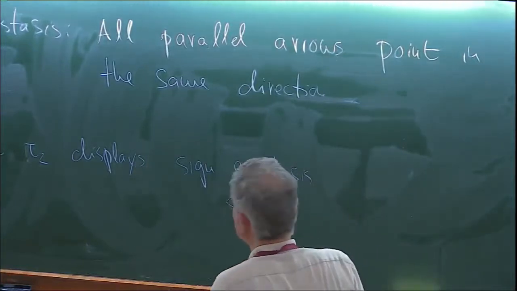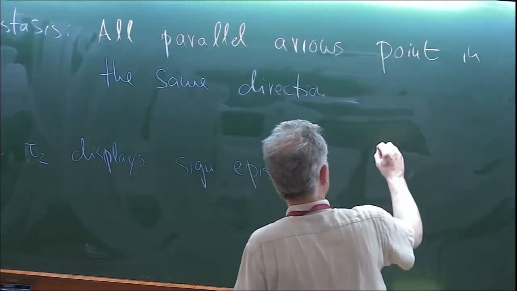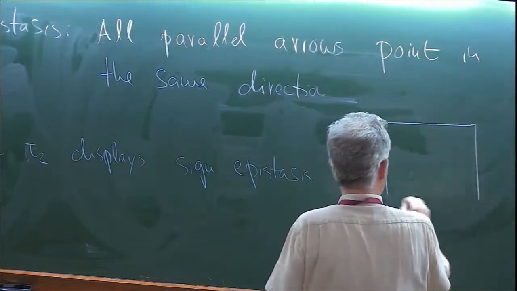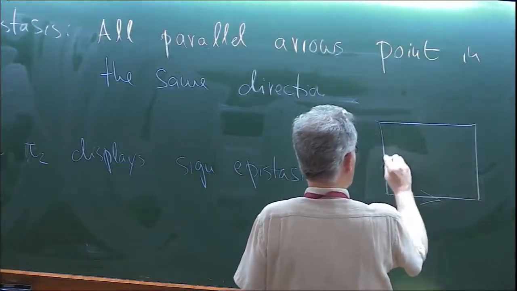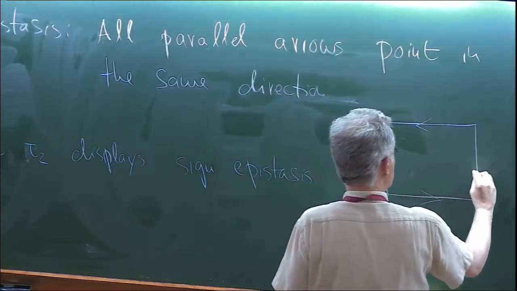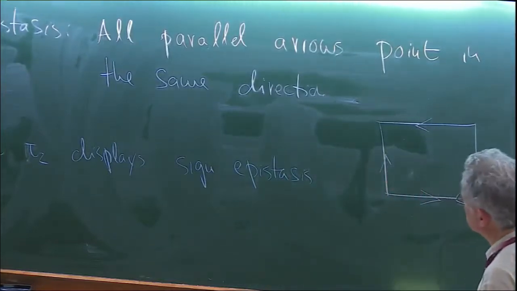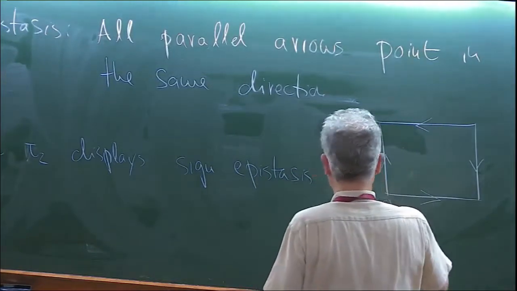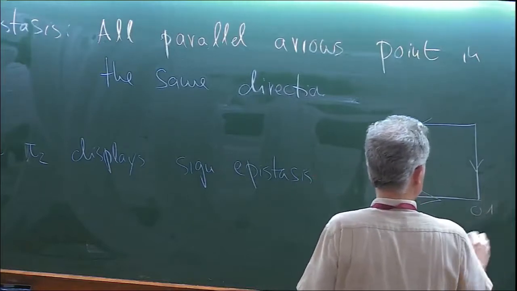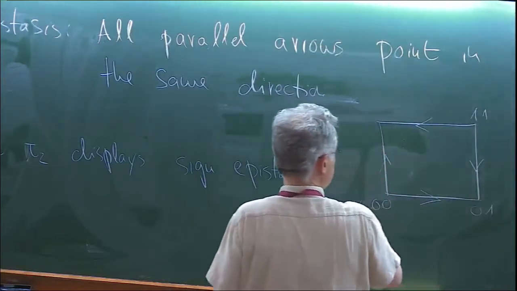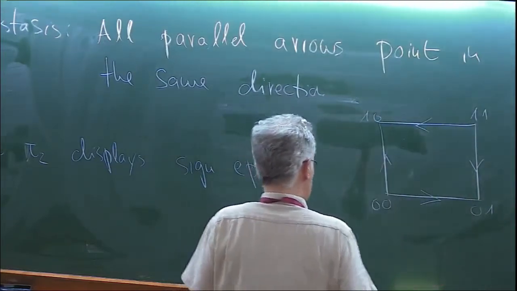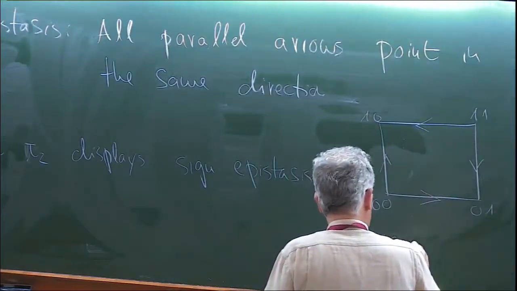And finally, I could have a situation where they both display sign epistasis. That would be a case where these arrows point in this direction and these arrows both point down, right? And this is then called reciprocal sign epistasis.